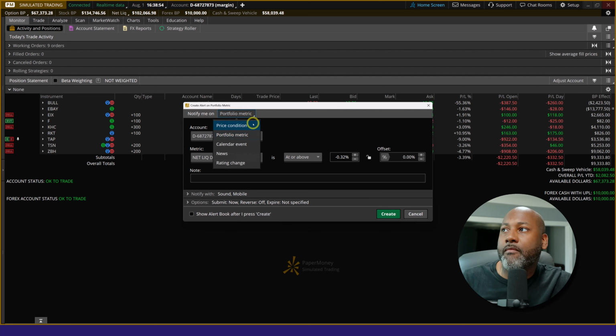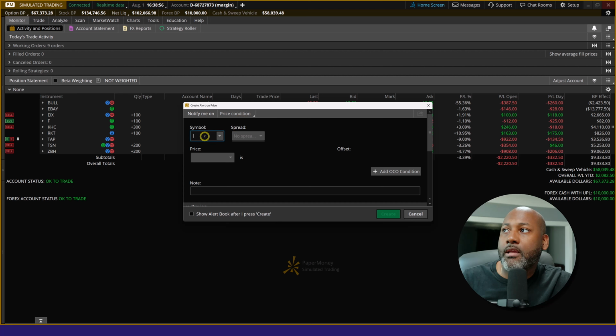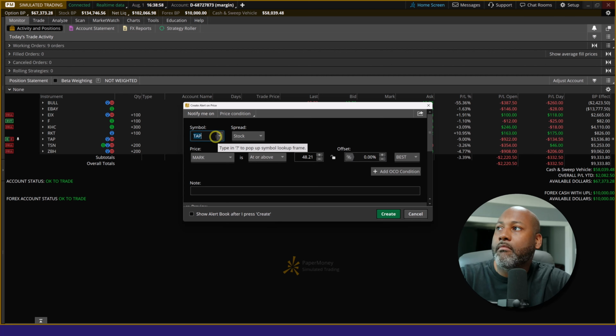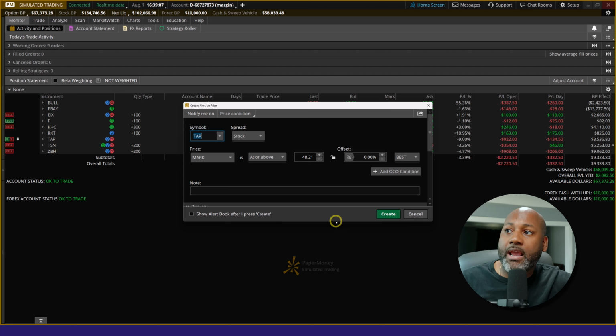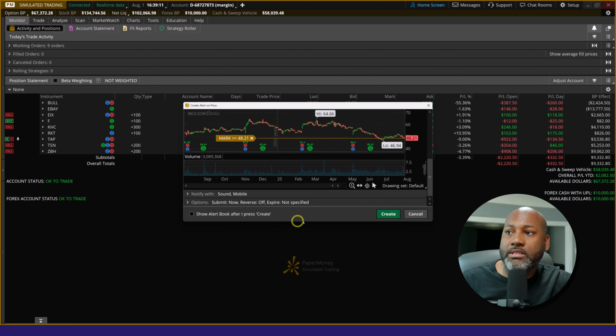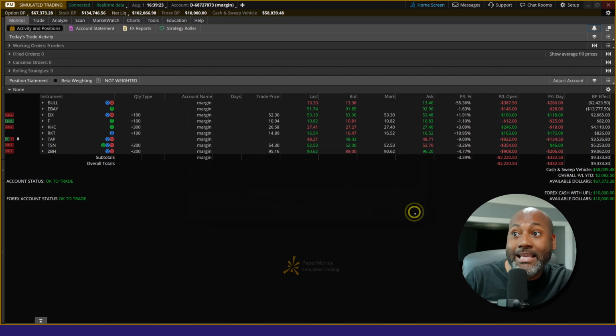Tap that, click price condition, and now we type in tap, and then we set it up. So that's the same order window. You can't expand it, but you can scroll down within it to be able to see it. So that's yet another way that you can create alerts from this page without having to actually leave the position statement.